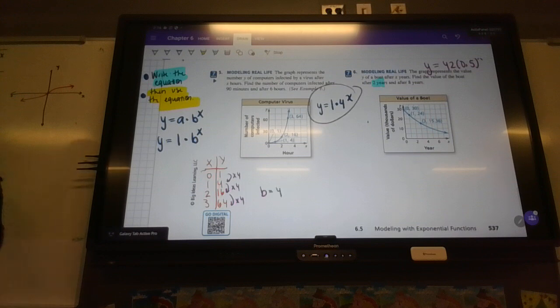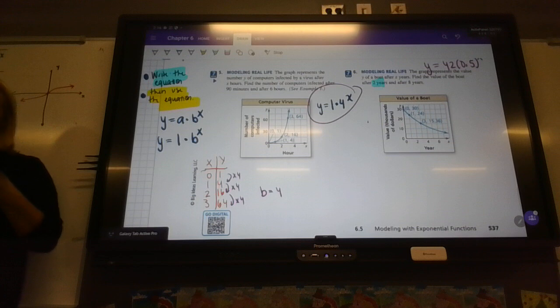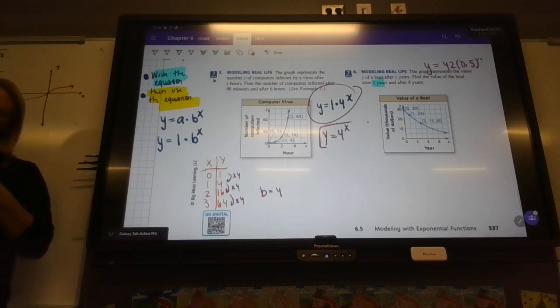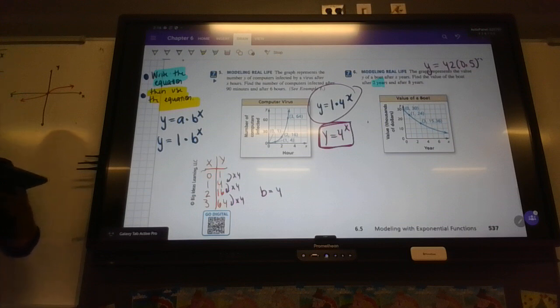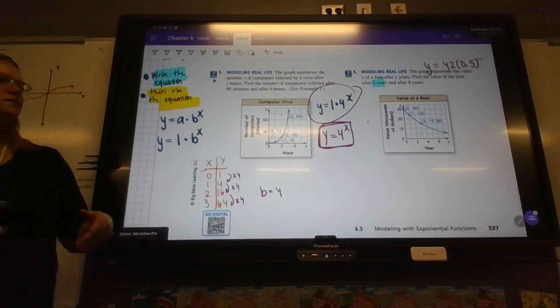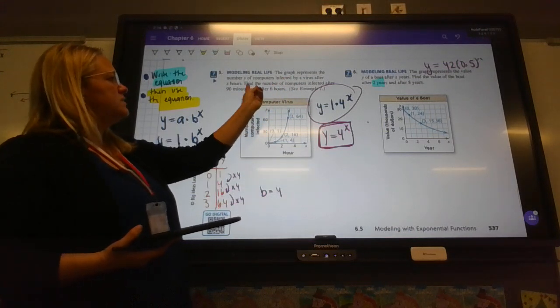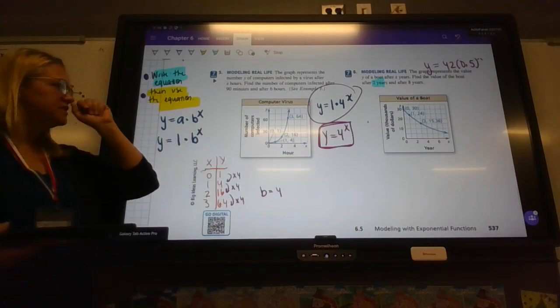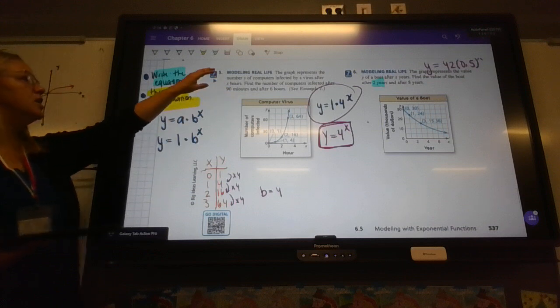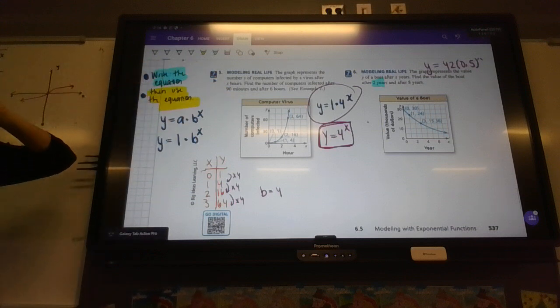Gabe's question is, do I really have to put the 1 times in there? And the answer is no. Like on Big Ideas Math, they probably wouldn't even count it wrong. If the initial value is 1, you don't even see it. It's invisible. So this would be your answer. Now it says find the number of computers infected after 90 minutes and after 6 hours. We haven't done that yet. All we've done is write the equation.